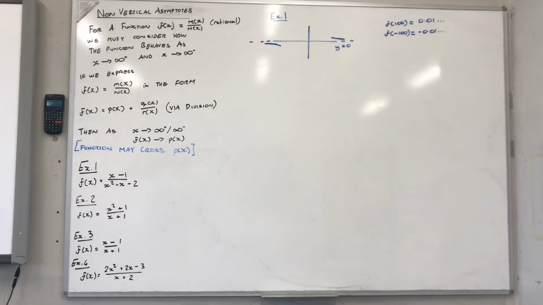As I got f of 100 to be very slightly positive, that means it must be approaching the asymptote from above. And f of negative 100 turned out to be very slightly negative, which means it must be approaching from below. So it's a really straightforward example. However, for the rest of them, it's going to get slightly more complicated because you can see in example 2, the power of the numerator is not lower than the power of the denominator.